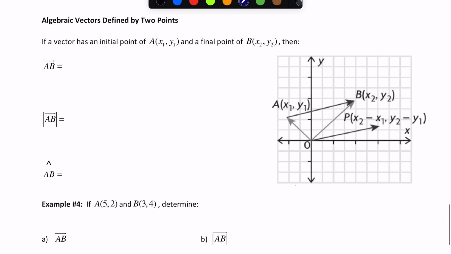Okay, so the diagram is provided to us here on the right. If you take a look at that. Okay, so here, again, we know that a is going to be the tail, and our b is the head.